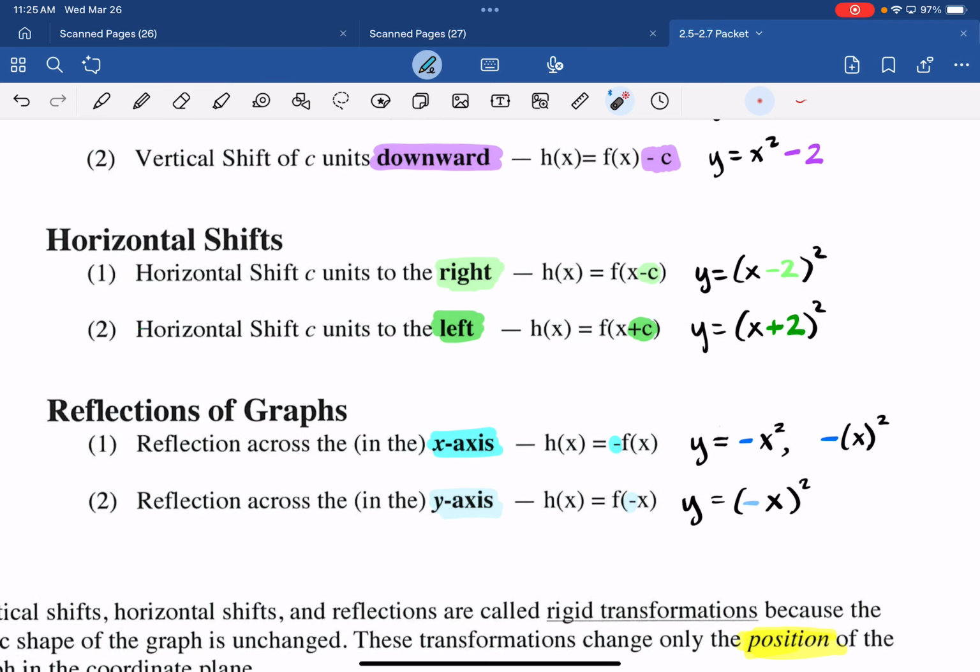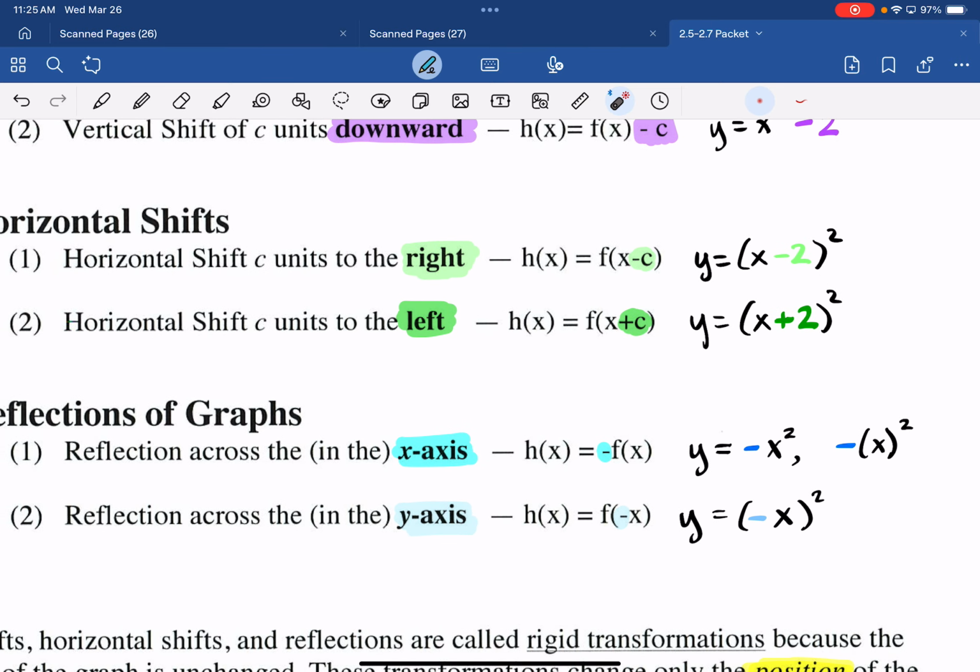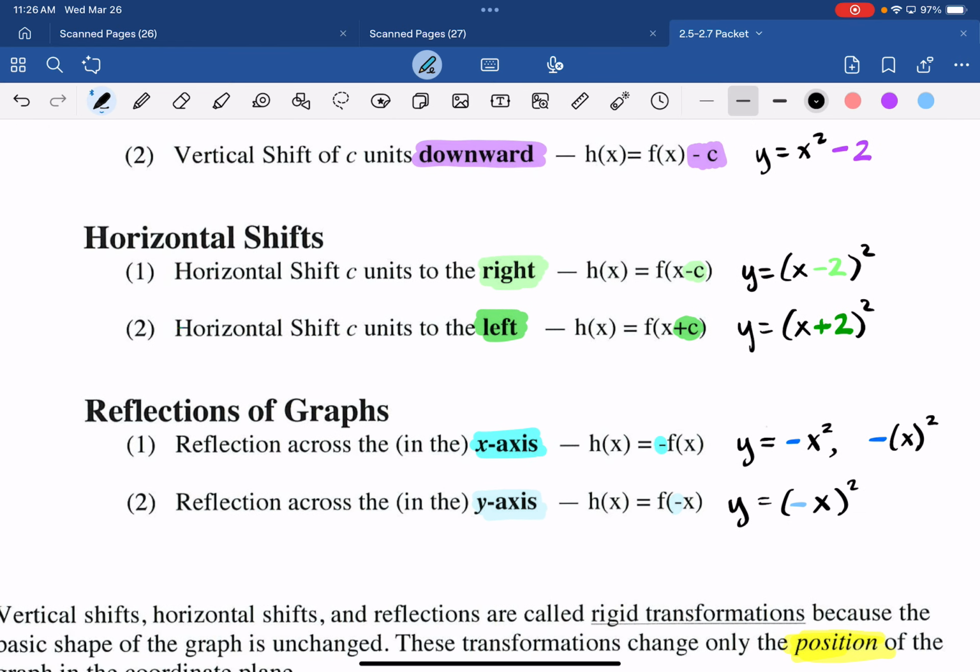Reflections. Okay, reflections are our next kind. We have two kinds of reflections. We've talked about three before: we talked about X, Y, and origin symmetries or reflections. We only have X and Y here. So we only have X-axis reflections and Y-axis reflections. What I mean by that, those axes tell me over what I'm reflecting.